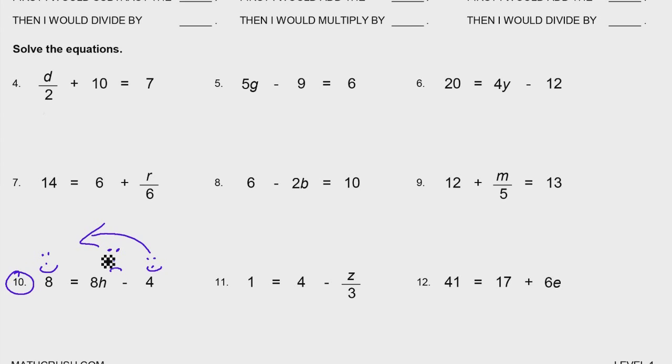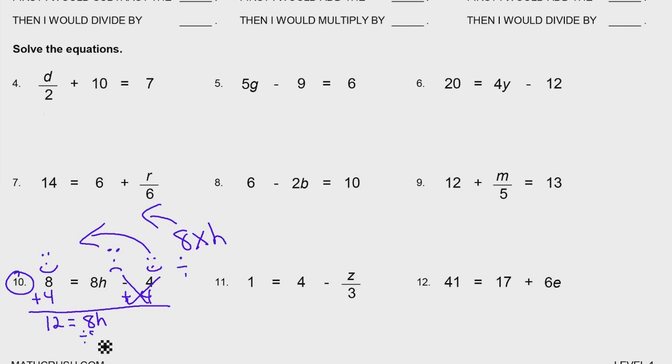So the 4 is going to come over. And to send the 4 over, since it's a minus 4, we are going to do a plus 4. And remember, you have to do that on both sides, so plus 4. The 4's cancel each other out. We're left with 8h equals 12. We already know the 8h is multiplication, 8 times h. So if we send the 8 to the other side, we're going to have to do division. So here we're going to divide both sides by 8.